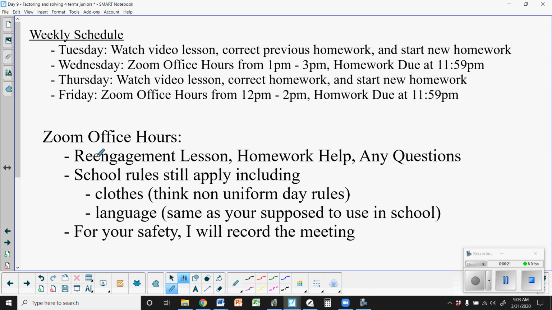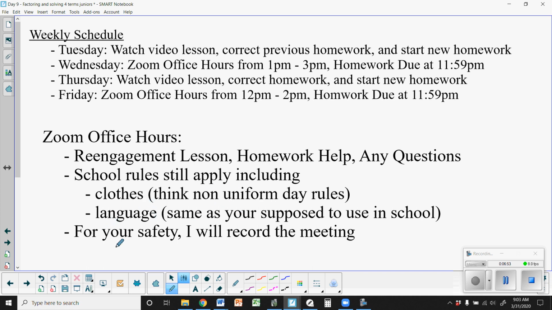Office hours, basically what's going to happen: re-engagement lessons. I'll be able to help you with homework and any questions that you have. And this part's important as well. School rules still apply, including these 2 things. Clothing, think about non-uniform day rules. And for language, same as you're supposed to use in school. So we want to make sure that we're still getting as much done as we can, that we're not insulting people, that our goal is to learn the math and to keep learning through this time.